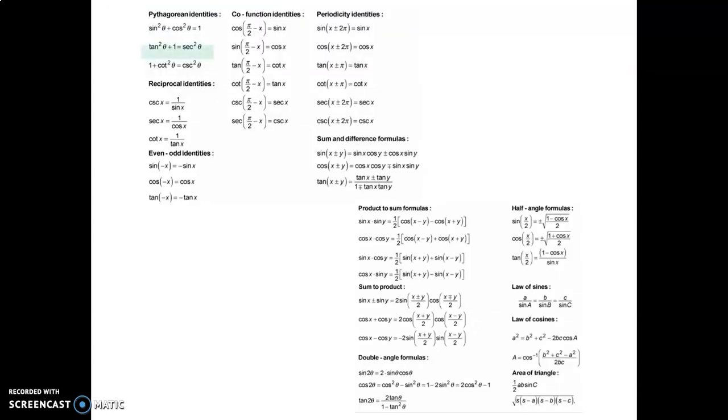So the only ones you need to know from all those I just showed you are this one, which we've already studied, the Pythagorean identity, and also this one called a double angle identity, and here's another double angle identity. So these are the ones we're going to focus on.